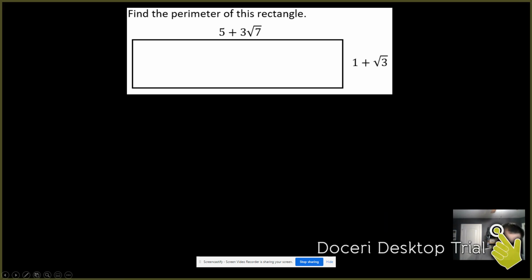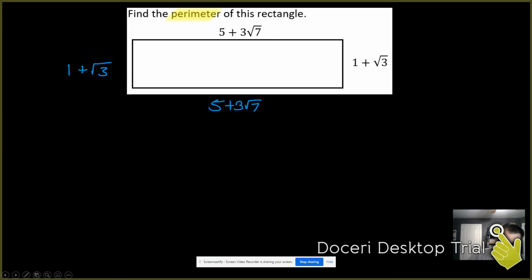Okay, saving the best for last. Find the perimeter of the rectangle. Let's recall, perimeter is when we take all the sides and add them all up. A rectangle has 4 sides, so we have to add up 4 different sides. Well, only 2 are labeled, Fisher. Well, actually, they're all labeled. Because if that's 5 plus 3 square root of 7, so is this. And if that's 1 plus square root of 3, so is this. So what we're going to do is take all 4 of these and add them all up.